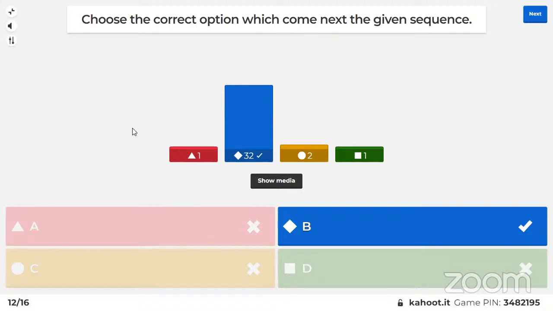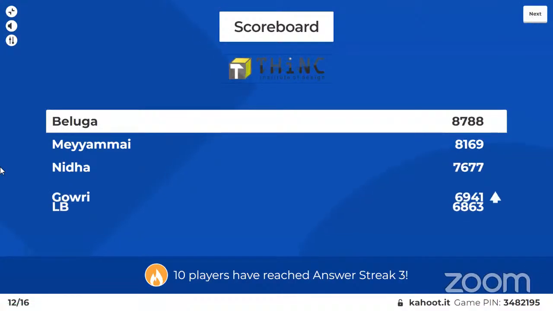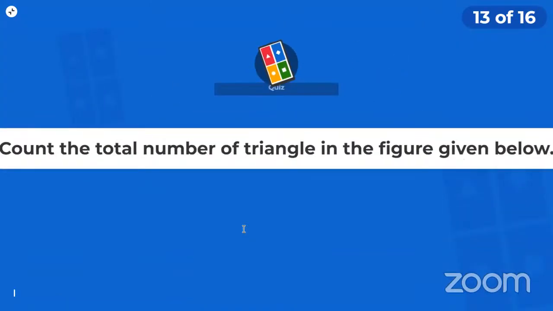All right, time's up. Most of you have answered it correctly. Only correct option which comes next in the given sequence: answer B. Scoreboard. Beluga still on top with 8796 points. Second, we have Mayamai. Third, Nita. Fourth, Gauri. And fifth, LB. 10 players have raised answers of 3. Maybe 3 easy questions. So here comes the 13th question.